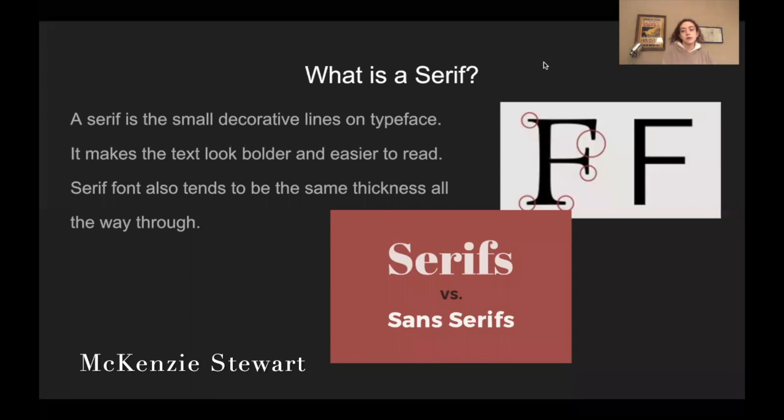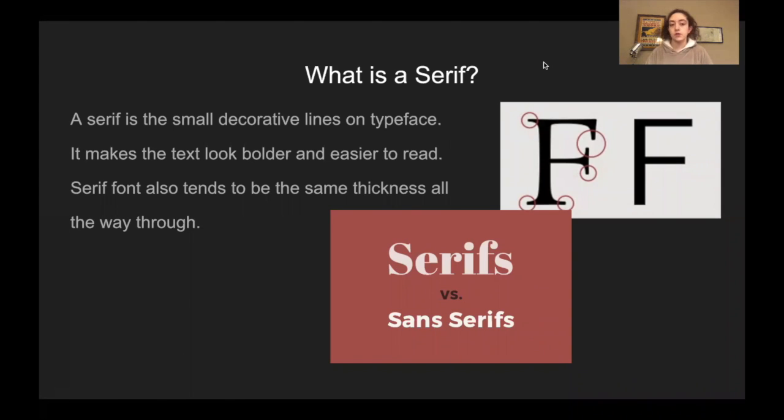Now that we've talked about old style and modern, we're going to talk about the slab serif and sans serif fonts. To start off, we're going to talk about a serif, and this is a visual representation of what a serif is. The one over here that has the circles on it is the font with serifs, and the one right here is the sans serif. So basically a serif is the small decorative lines on the typeface.